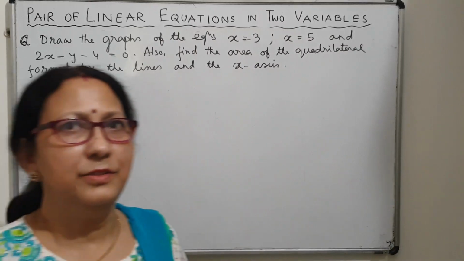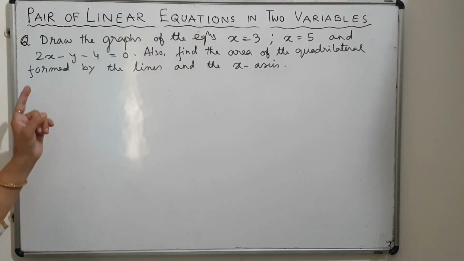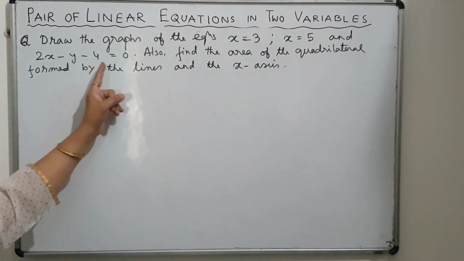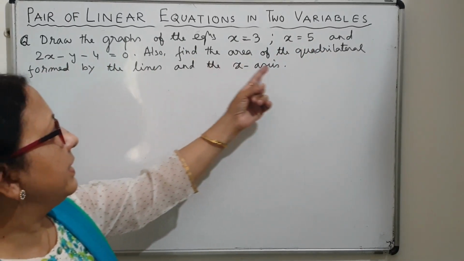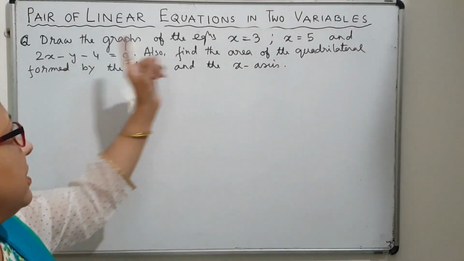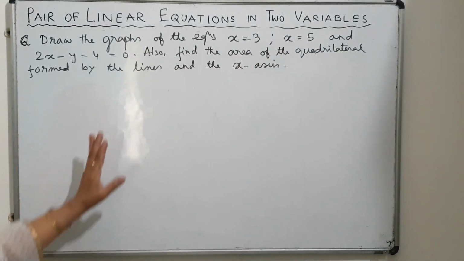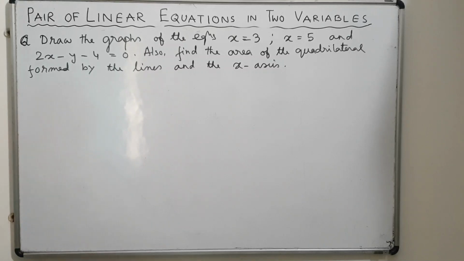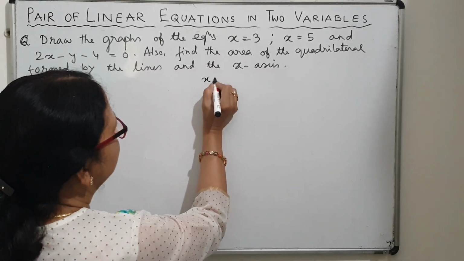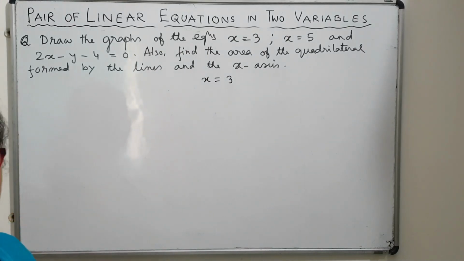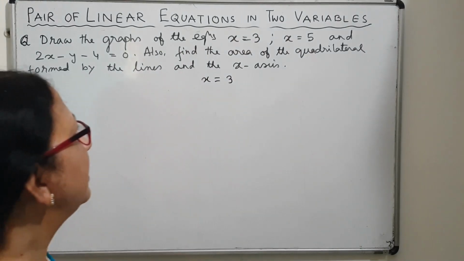Now another question on graphs. Draw the graph of these equations, and then find the area of the quadrilateral formed by these equations and the x-axis. So what are the equations here? X is equal to 3. This is not a linear equation in 2 variables, there is only 1 variable.